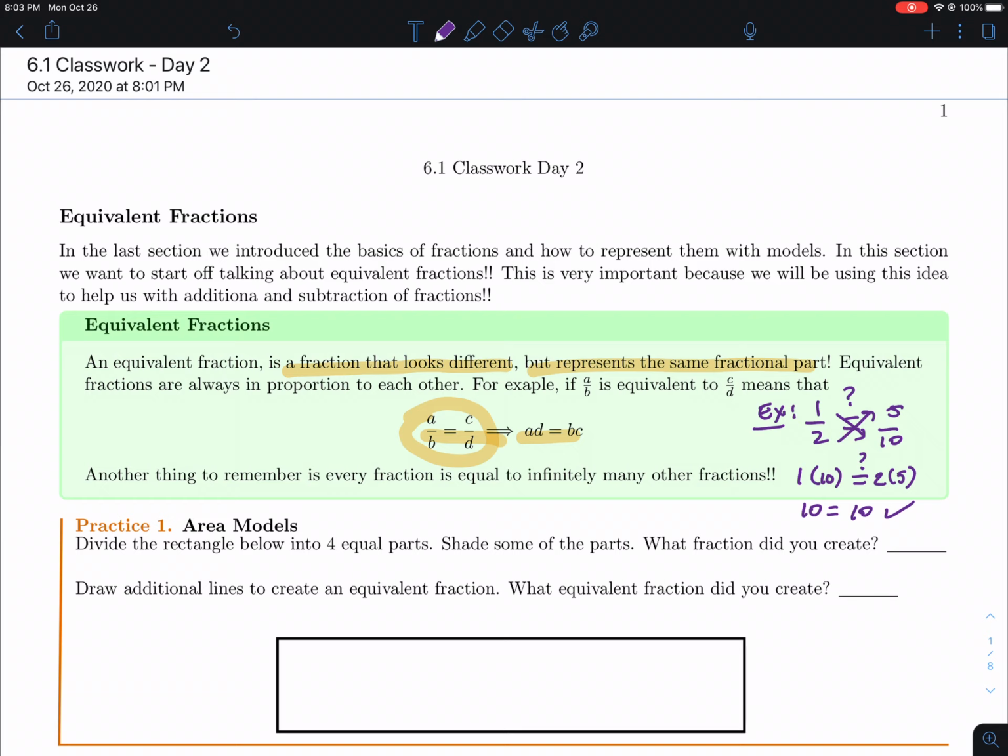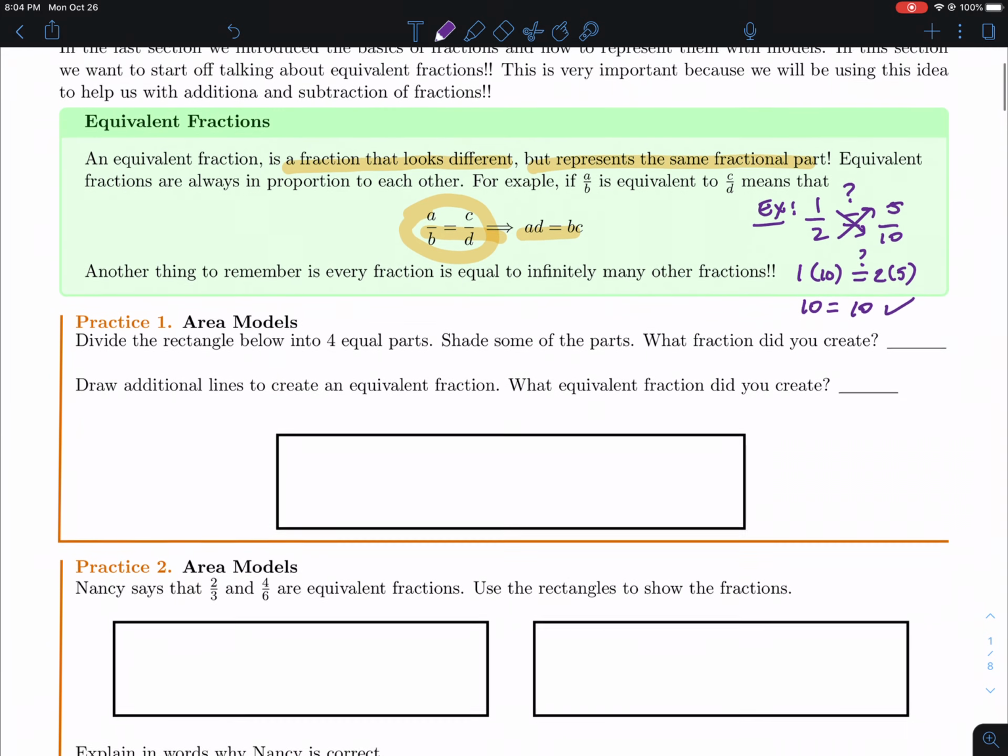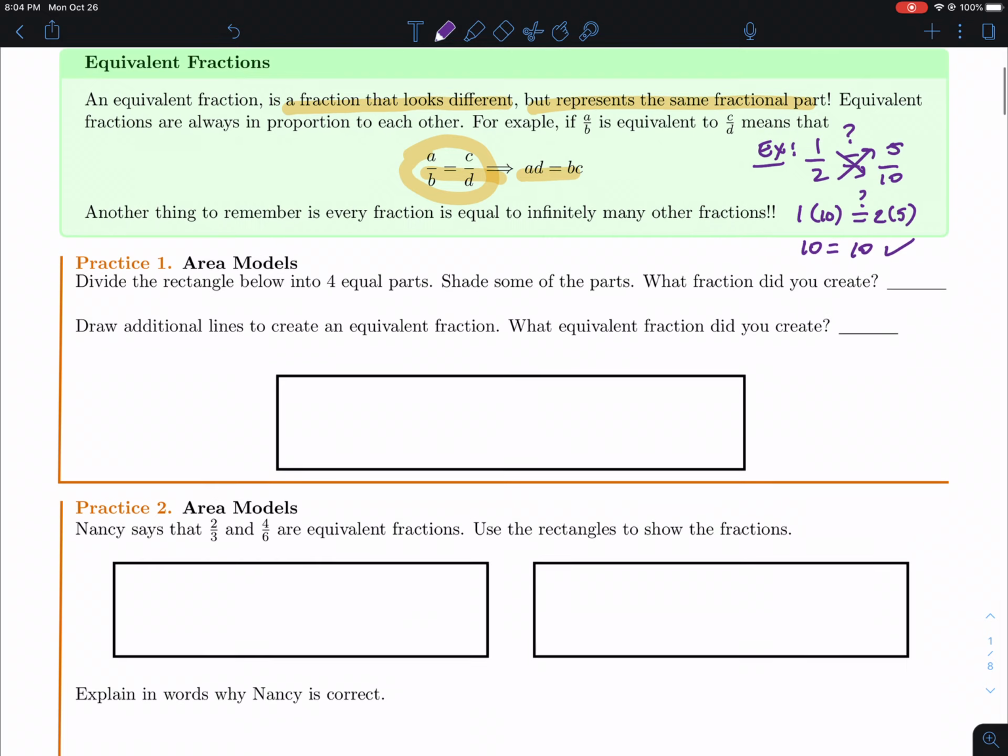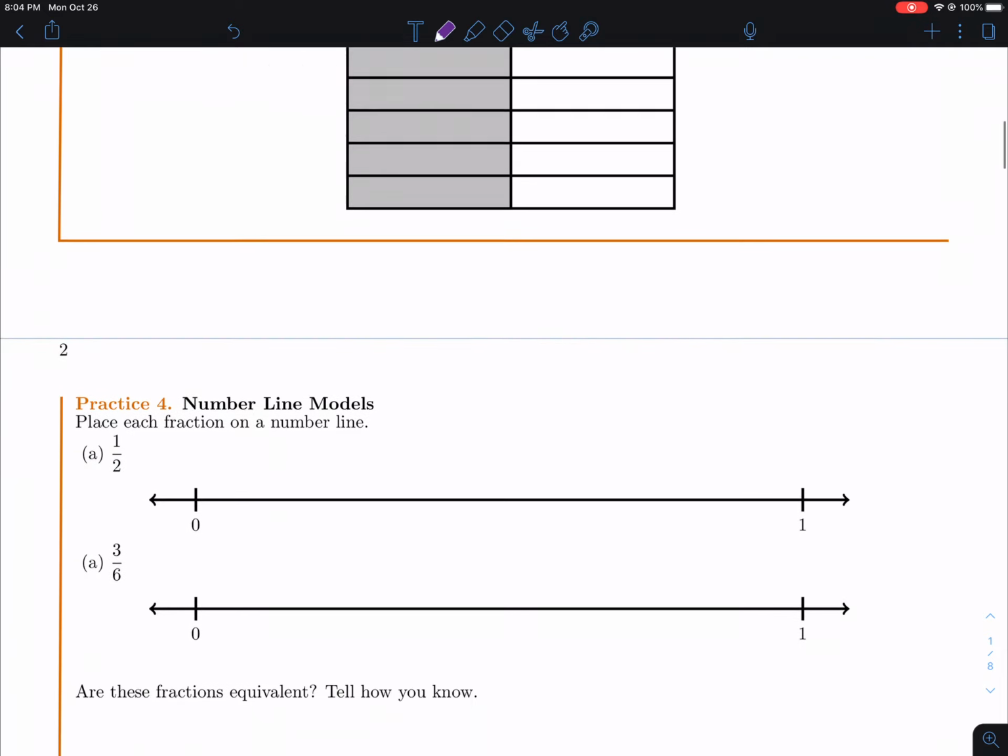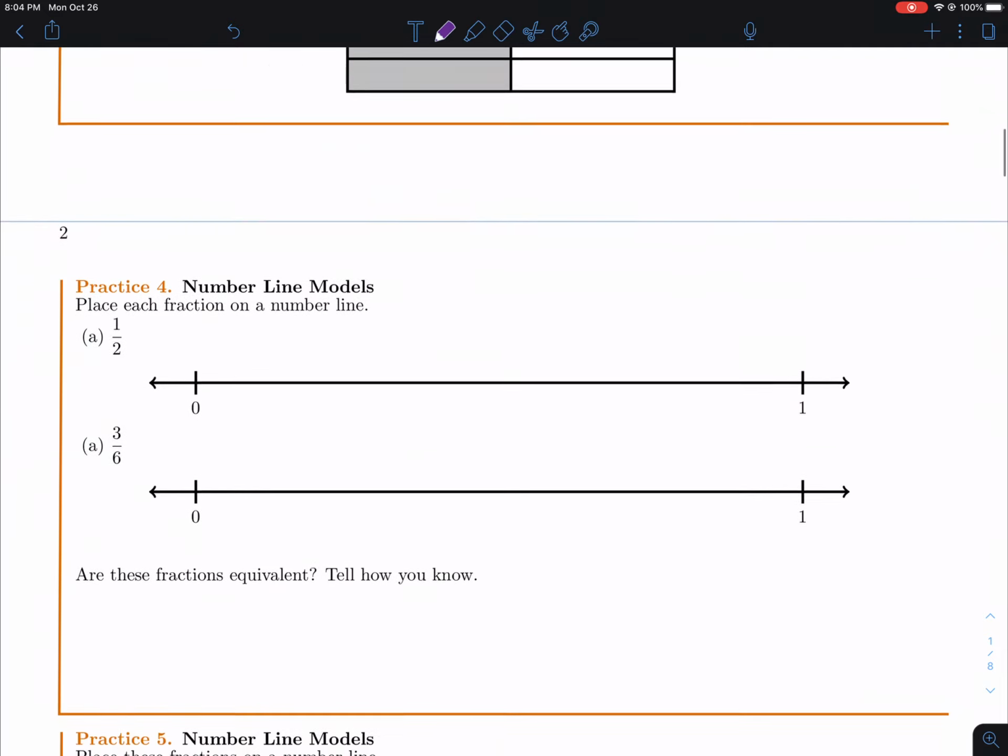Right now we want to think about equivalent fractions in a graphical way using our models. So what I want you to do is follow the directions on practice 1, 2, and 3. If you get stuck or have any questions on those, let me know, but otherwise, I think you guys will be able to do well on those on your own. So at this point, pause the video and try those 3. If you get stuck, message me and let me know. Then when you're ready, let's move on to practice 4.